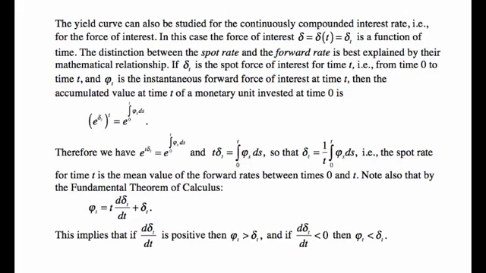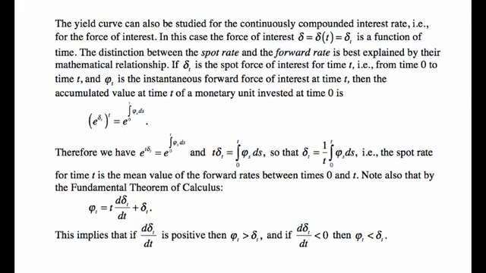Now the yield curve also can be studied for a continuously compounded interest rate, so the force of interest. In this case, the force of interest delta is treated as a function of time. And then we have a spot rate and a forward rate. If delta sub t is the spot force of interest for time t, so from time 0 to time t, and phi sub t is the instantaneous forward force of interest at time t, then the accumulated value of money through both has to be the same.